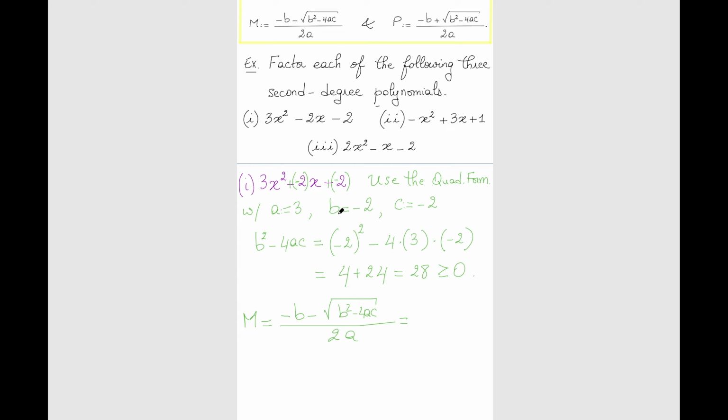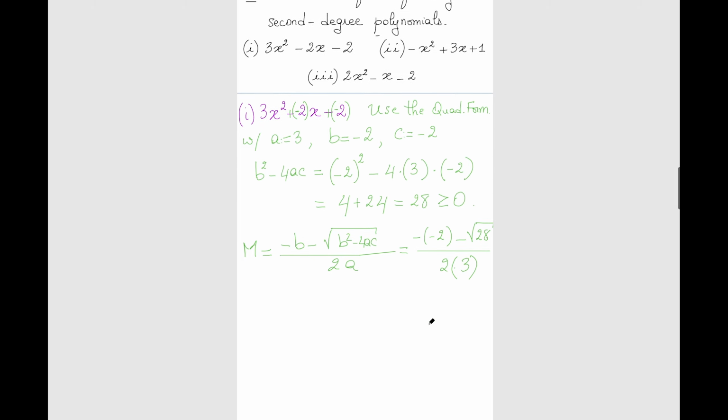So, well, b is -2. So negative b is negative the -2. So negative the -2 minus the square root of b squared minus 4ac. What's b squared minus 4ac? We just found b squared minus 4ac. It's 28. So this is going to be 28 then. Divide by twice the a. And who's our a? It's 3. So twice the 3. Yes? All right, let's try to simplify if we can.